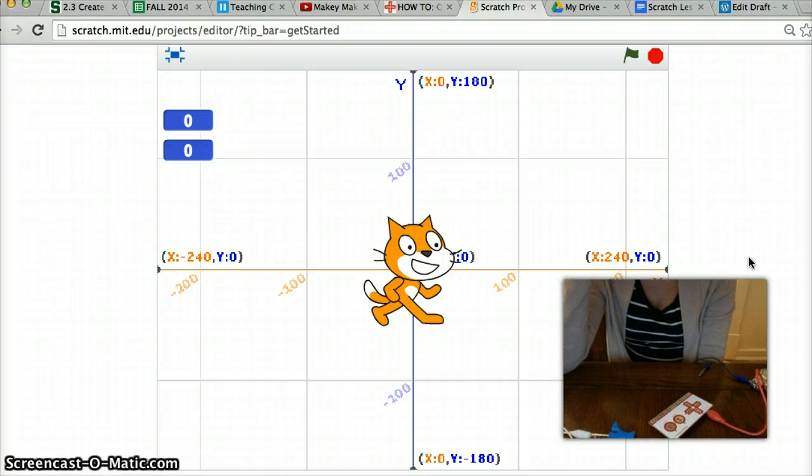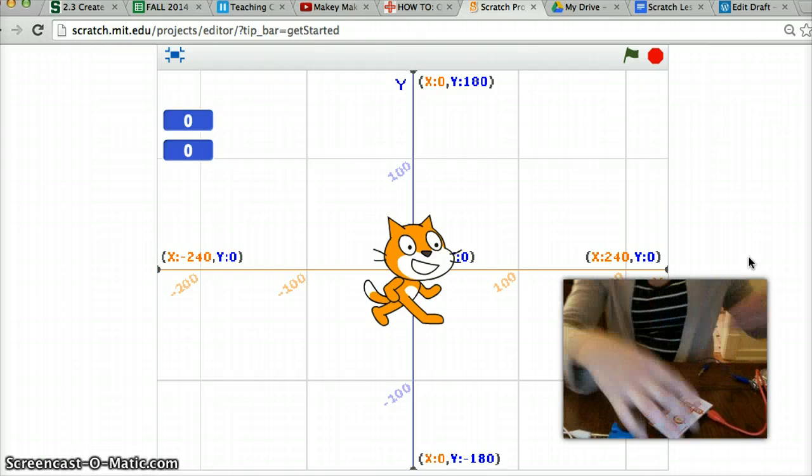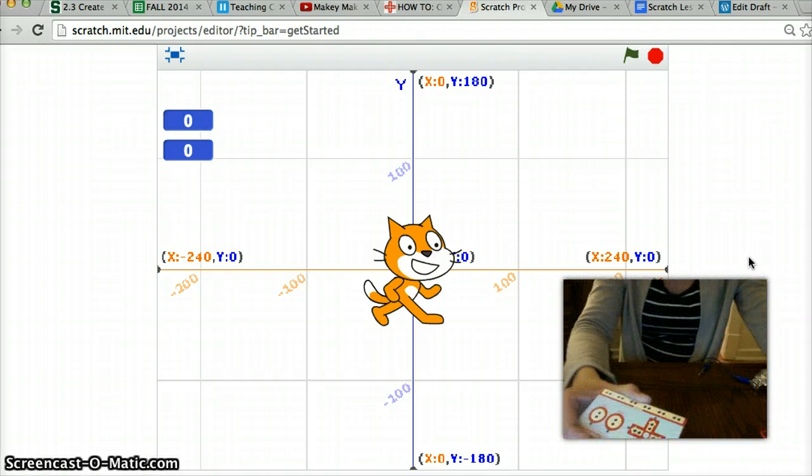X and Y axis. Every year my students struggle with remembering that you move across the x-axis before going up, so I thought that this activity would help them remember that. So first of all, my Makey Makey kit, you have your board right here.